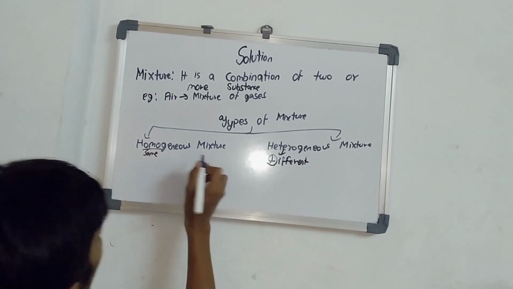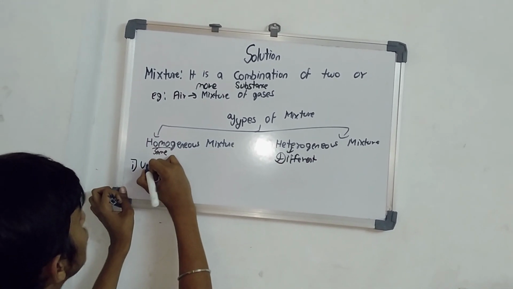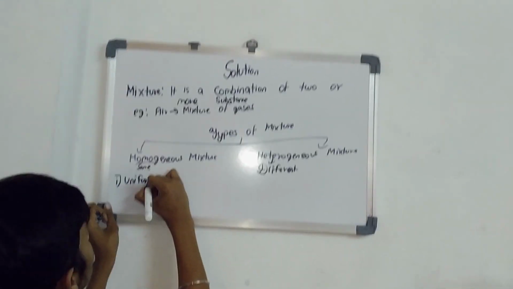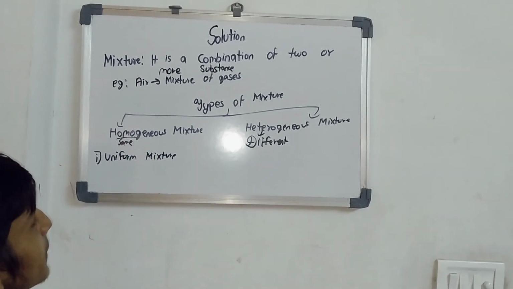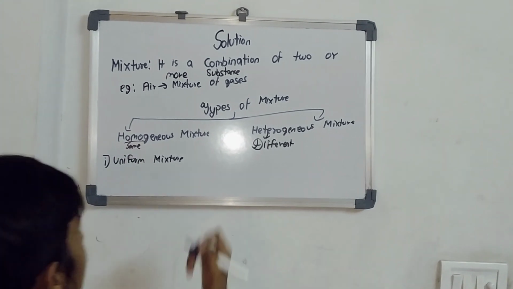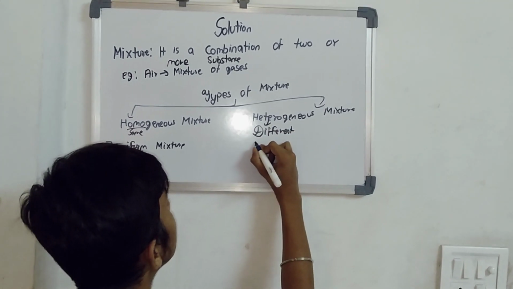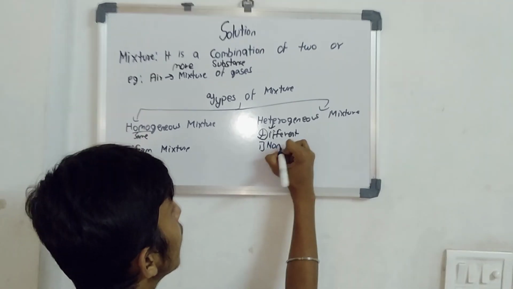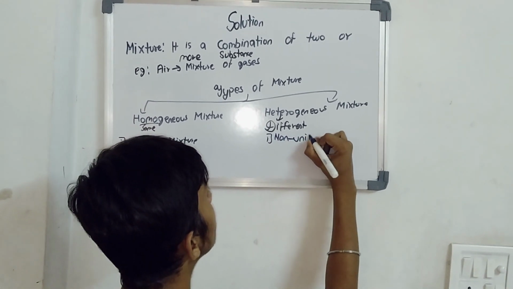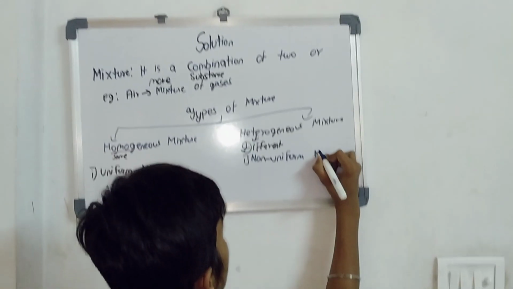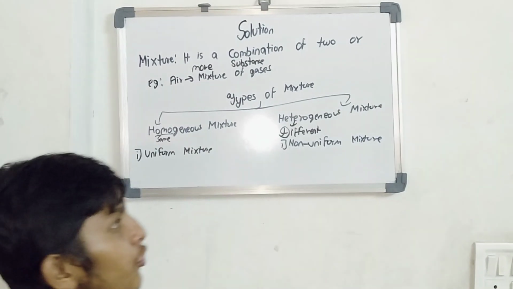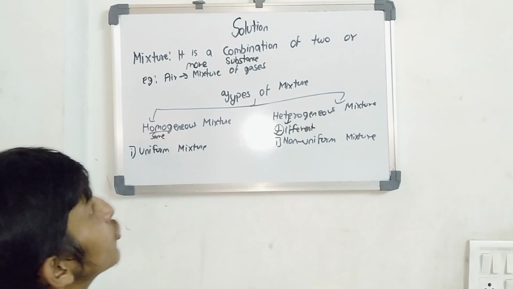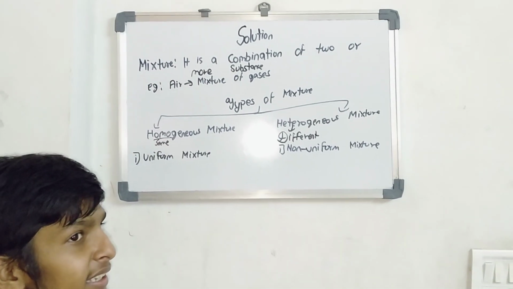What does it mean? A homogeneous mixture is a uniform mixture in which particles are mixed uniformly throughout the substance. And what is a heterogeneous mixture? It is a non-uniform mixture in which the particles are non-uniformly spread throughout the substance. So this was the complete information about the mixture and its types.